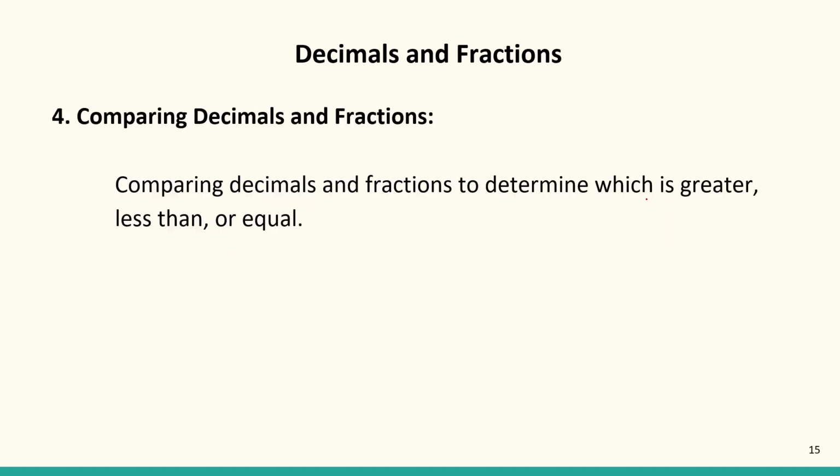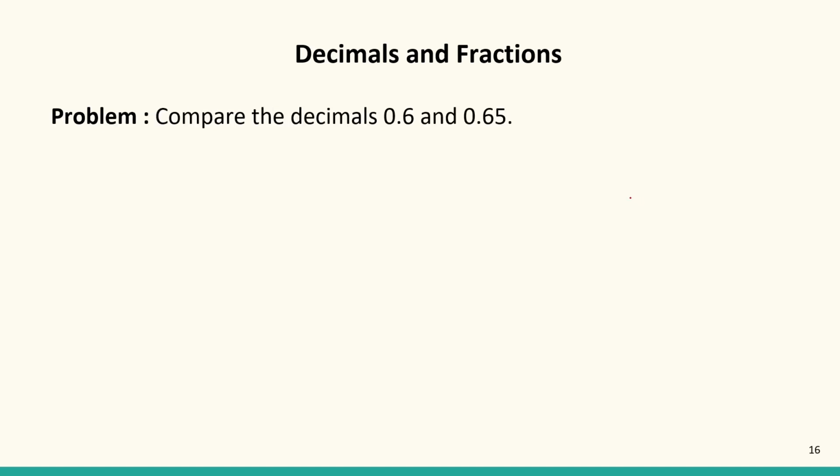So comparing decimals and fractions is the fourth kind of problem. Okay, that is being asked normally. So let's see the problem on this, that is compare the decimals 0.6 and 0.65. Okay, so what we can see here is 0.6 is nothing but 0.60, right? And 0.65 is nothing but 0.65.